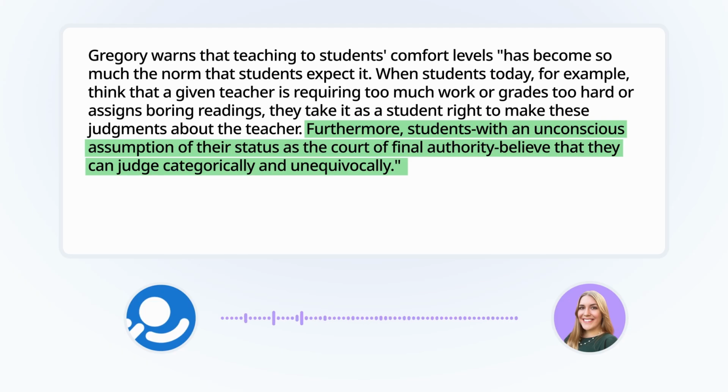Furthermore, students with an unconscious assumption of their status as the court of final authority believe that they can judge categorically and unequivocally. Okay, I feel like this last piece is maybe a little harder to understand, but if the student is the court of final authority, they're judging the teacher. Same thing as we said before. So pretty harsh, right? And it's interesting because it's all quotes from Gregory.